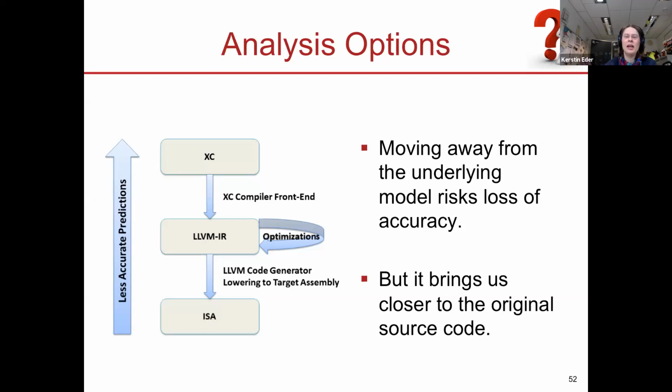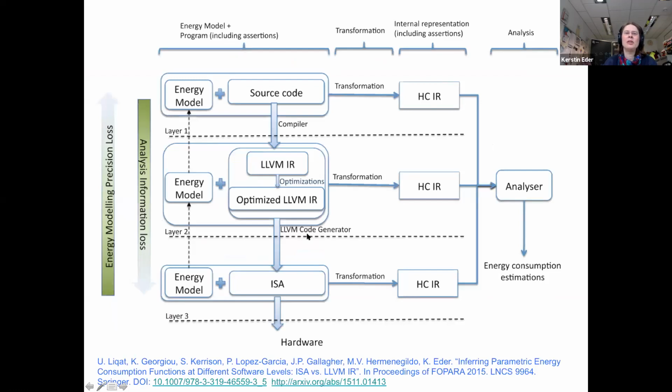So in an attempt to do this, we explored the options, right? What you see here is an analysis of what is available to us. We can see 3 different layers, layer 1, 2, and 3. As we go up the layers, the energy modeling precision becomes less, right? So we're losing precision in the energy models. But as we go down these layers, the information that is required for the analysis is lost.